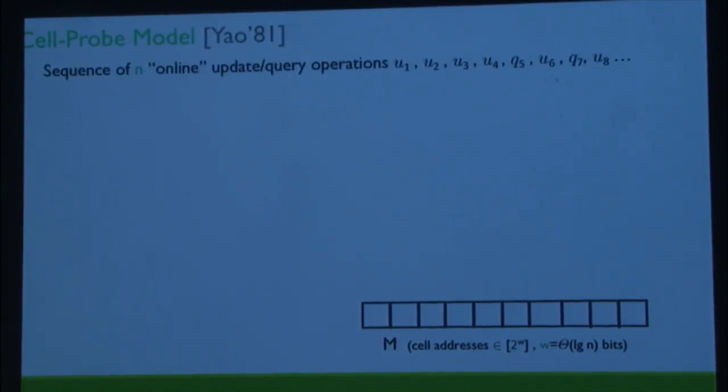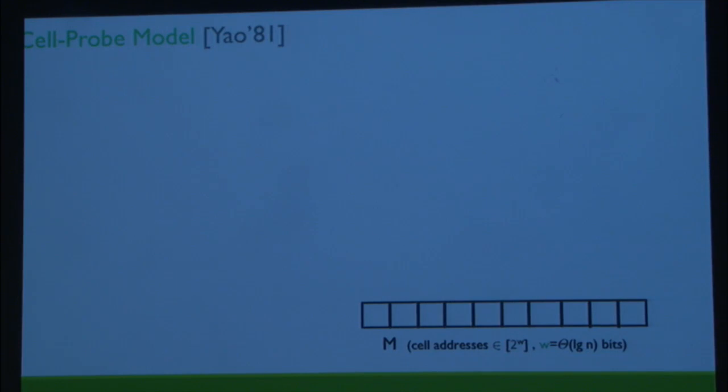Omri, is n fixed once and for all at the beginning? Yeah, n is a parameter denoting the length of the sequence. So I know beforehand how many updates I'm going to get. But even if you don't, it's usually the standard doubling thing. You assume it's going to be 100, then you assume it will be 200, then it's geometric.